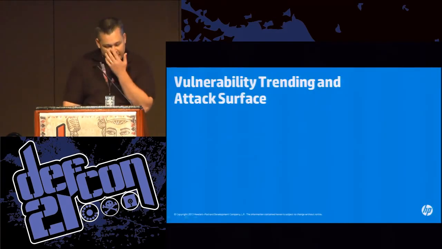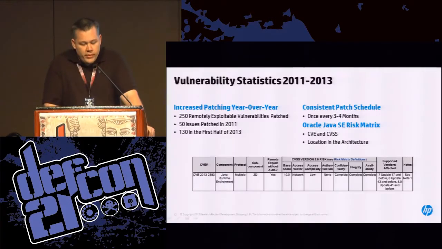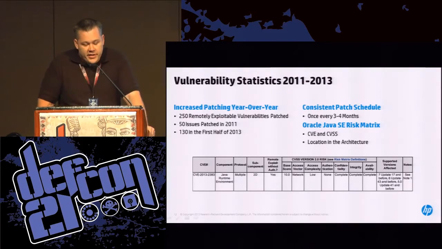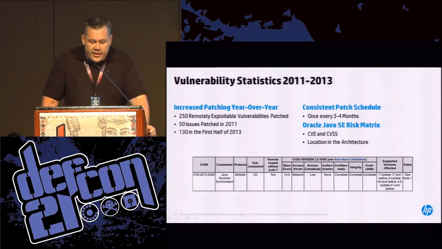But let's look at the vulnerabilities themselves. What you're seeing here is patch statistics from Oracle, from their patch releases. They've actually patched more vulnerabilities year over year, with 50 remotely exploitable vulnerabilities patched in 2011, and over 130 remotely exploitable vulnerabilities in the first half of 2013. So there's been a huge increase in research in that area and patching in that area.